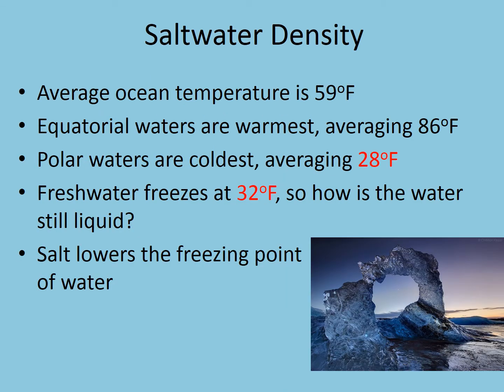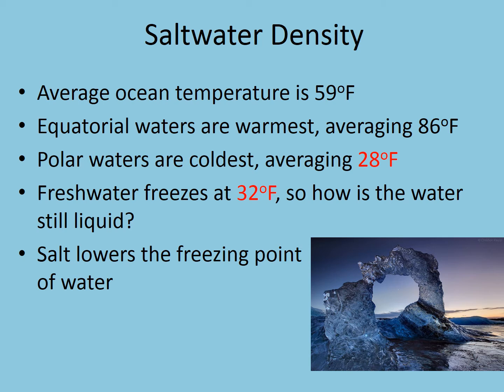The second big thing that affects saltwater density is temperature. Where most of Earth has roughly the same salinity, as you can guess, the ocean temperatures on Earth vary quite a bit depending on where you are. If you're near the equator, obviously those are going to be warmer waters. If you're near the poles, it's going to be much colder water.